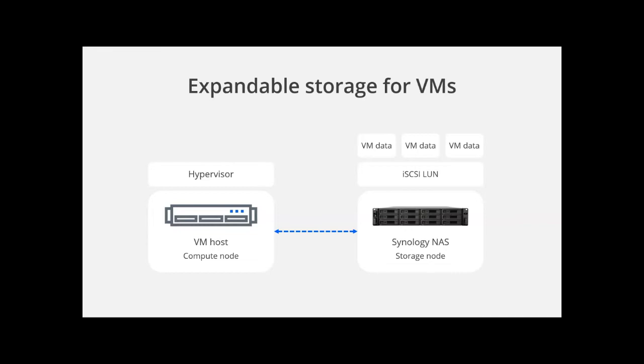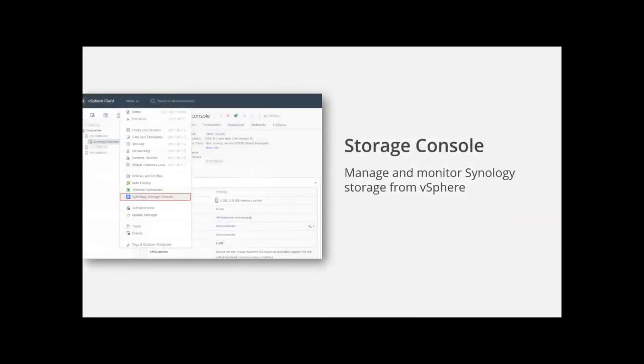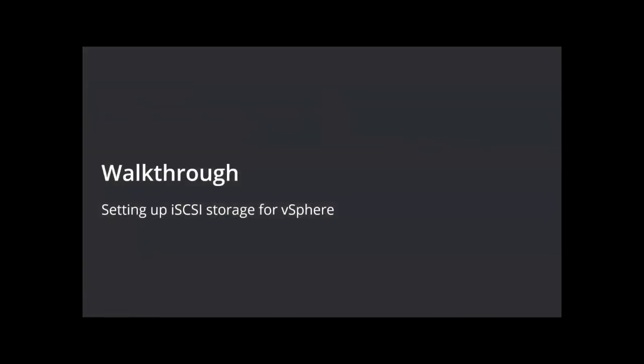Now, by connecting your compute node to a Synology device via an iSCSI connection, you can expand your storage for your VM host to really any degree that you deem necessary. And that's all done through the storage console. You can directly manage and monitor your Synology storage straight from your hypervisor this way. Changing exactly how large any of the data stores you need is just a few simple clicks on either end, on the Synology device and on your vSphere. So what I'll quickly do here is just show you what that looks like. We'll set up some easy iSCSI storage on vSphere here.